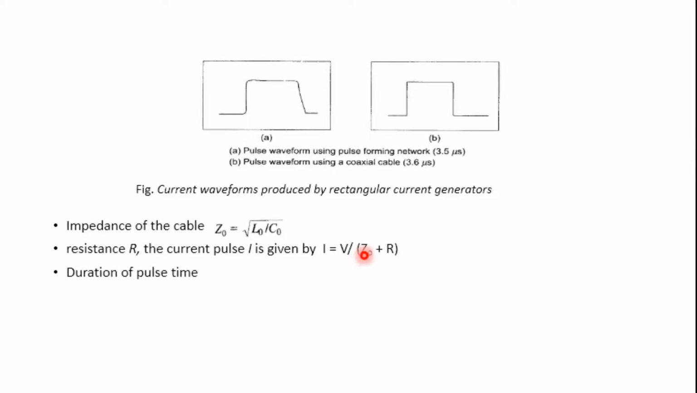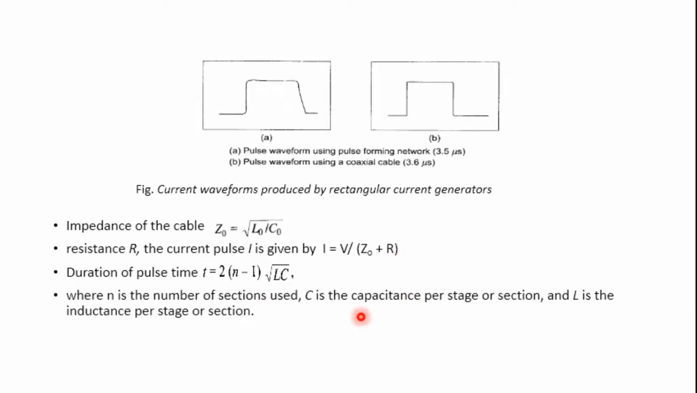It is very difficult to get a coaxial cable of sufficient capacitance and length, so we go for an artificial transmission line. If we use that, then the duration of the pulse becomes T equal to 2 into n minus 1 into root of LC, where n is the number of sections used, and L and C are the inductance and capacitance per stage, or per section.